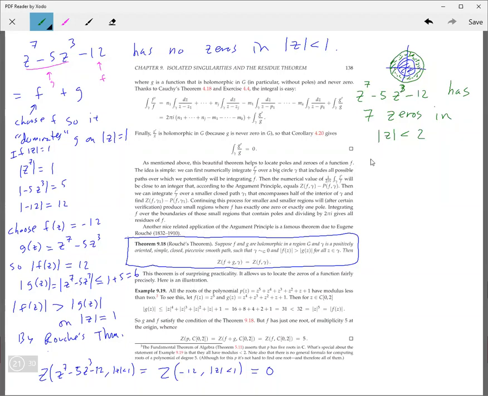So what you're looking at is you want to choose f and g. You want the modulus of f of z to be greater than the modulus of g of z on the boundary. Now this time the boundary is modulus z equals 2.